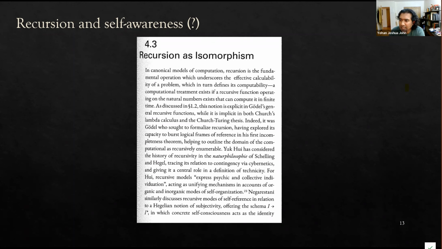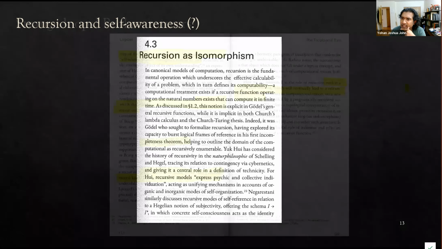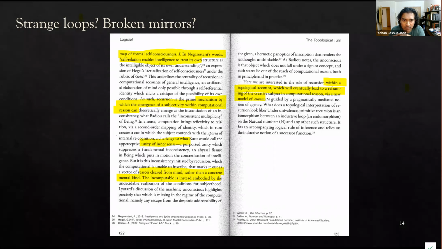So Negarestani is a philosopher. He discusses a recursive mode of self-reference in relation to a Hegelian notion of subjectivity, offering the schema I to I star, in which concrete self-consciousness acts as the identity map of formal self-consciousness. I think what this means is that you make something explicit.